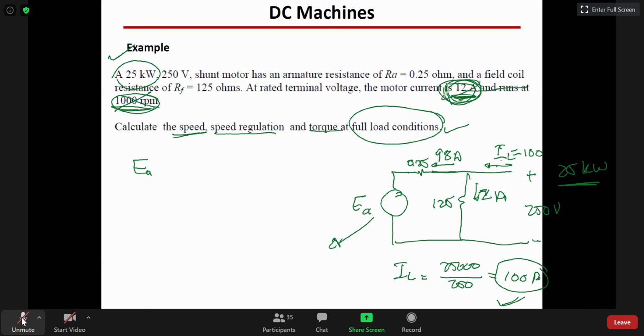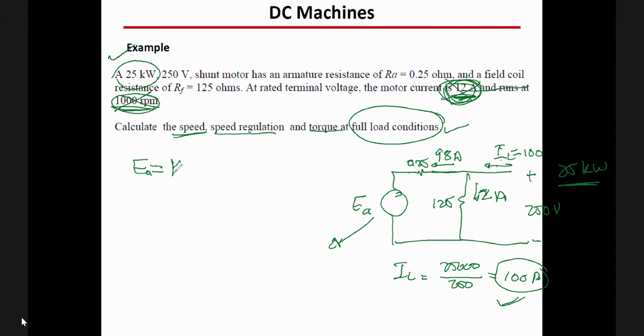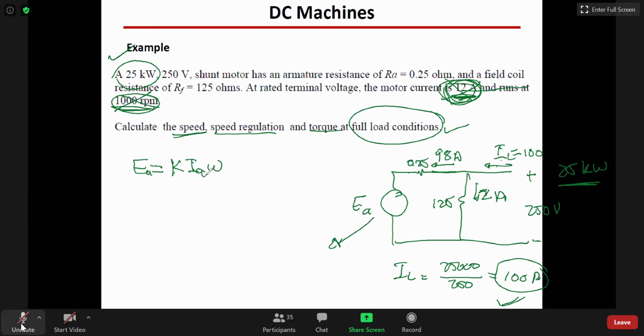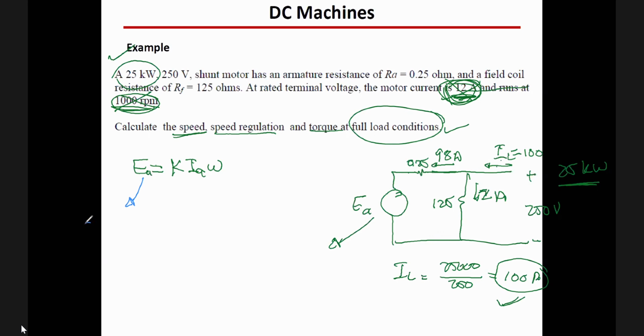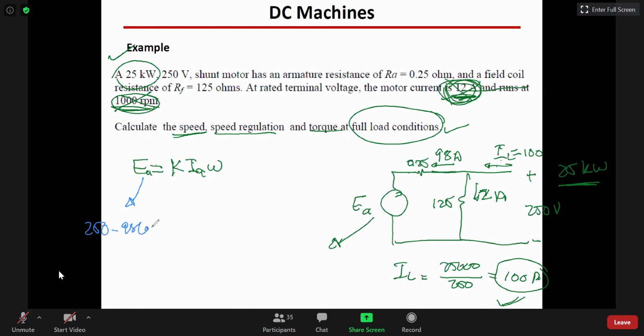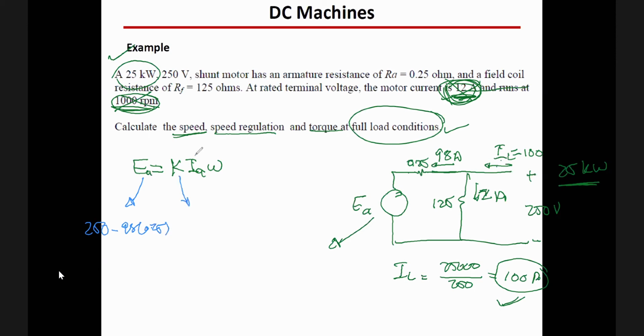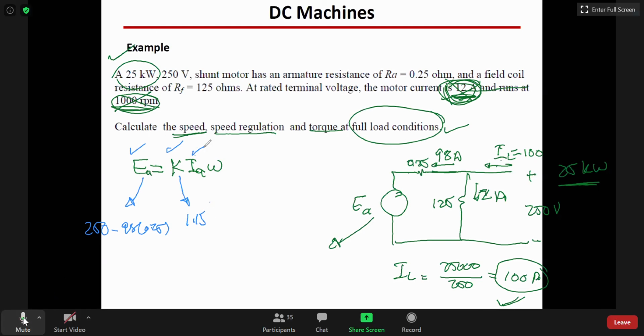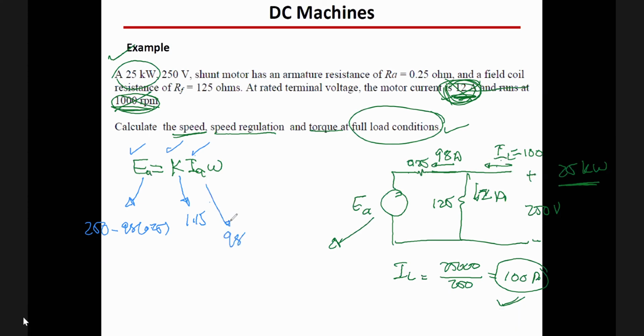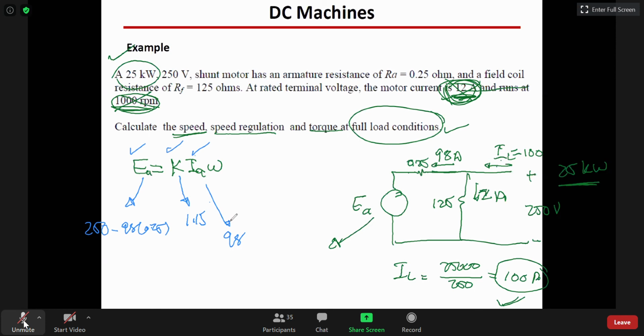Yes. What we can do, we have this equation, which is EA equals K. Do we know EA? Not yet. But we can. 250 minus 98 multiplied by 0.25, right? Do we know K? Yes, constant. We found it. 1.15, I think, or something. 8. Do we know IF? Sorry, IF, yeah. Good point.